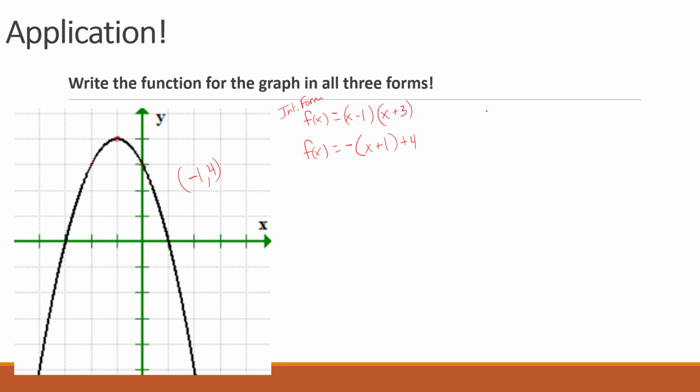Now, hopefully that's given you a good sense of being able... Oh, I skipped one. Sorry. Let's figure that one out. x times x is x squared. x times 3 is 3x. Negative 1 times x is negative x. Negative 1 times 3 is negative 3. So we have x squared plus 2x minus 3. There's our standard form.